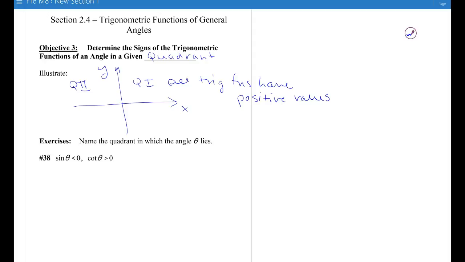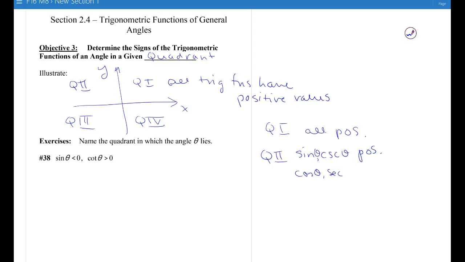And then when we're in quadrant 3, the x and the y coordinates are both negative. And in quadrant 4, x is positive and y is negative. So in quadrant 1, they're all positive values. In quadrant 2, because the x coordinate is negative, then the sine and cosecant are positive. The cosine and the secant are negative, and the tangent and the cotangent are negative.